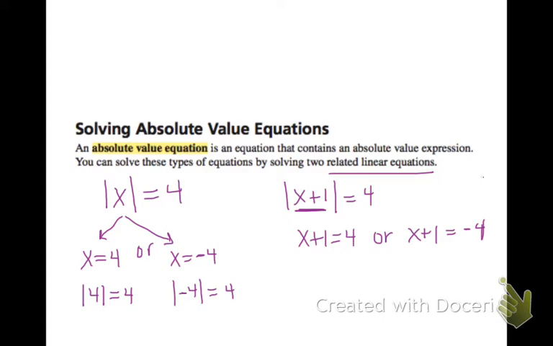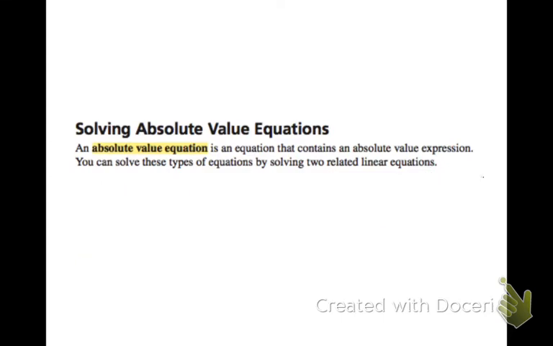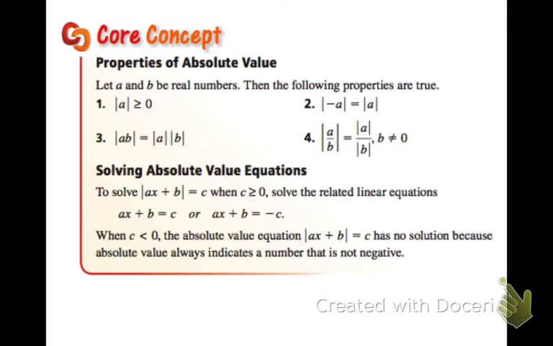So let's take a look at a few more things in your core concept. One really important thing is number 1. We know that the absolute value of anything has to be greater than or equal to 0. So it can be equal to 0, but it cannot be negative, meaning that we would not see an absolute value expression equal to -2 or -5 or a negative anything.